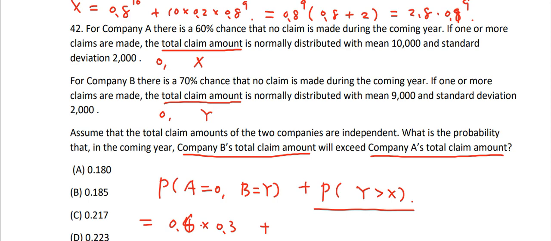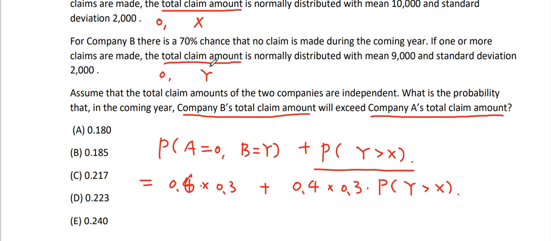So company A no claim, company B has some claim, right? And here company A has some claim, so 0.4, and company B also have some claim. Okay, so when both of them have some claim, then you say Y larger than X. We want to find this probability. Okay, so let's check this probability.